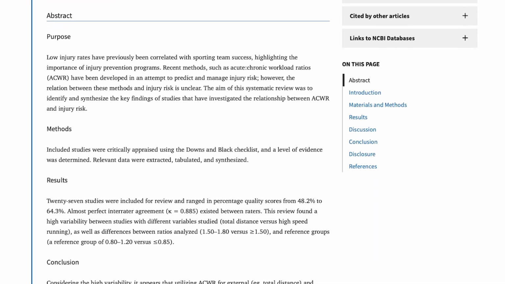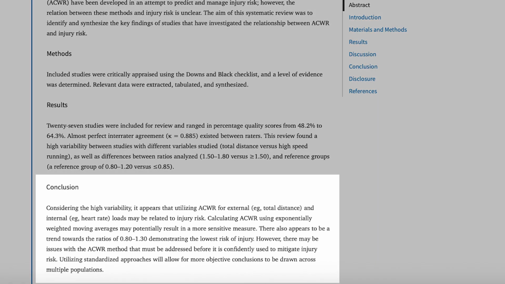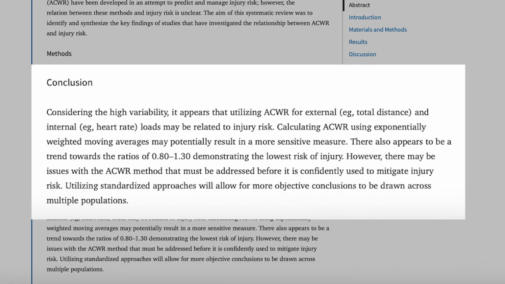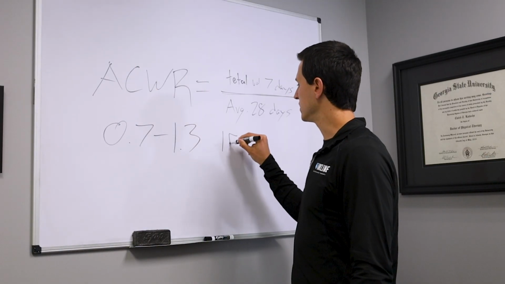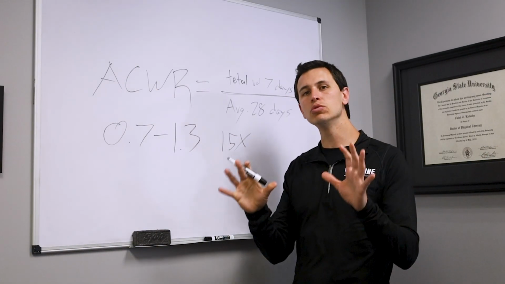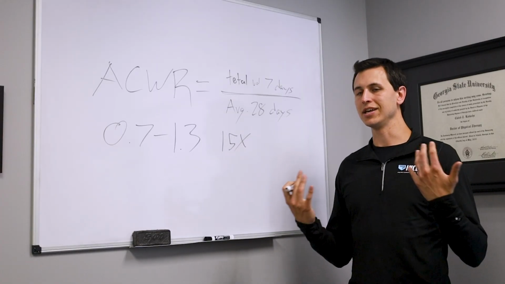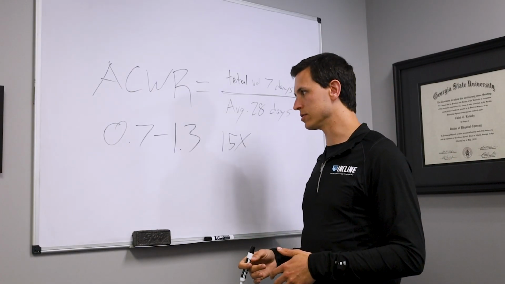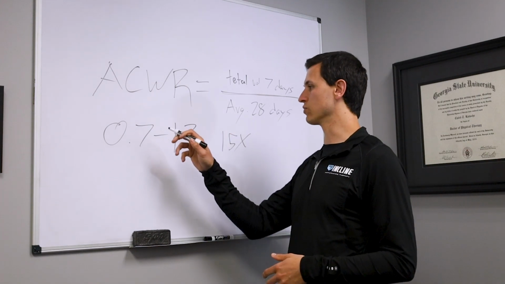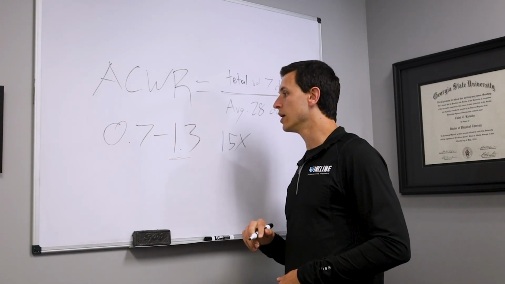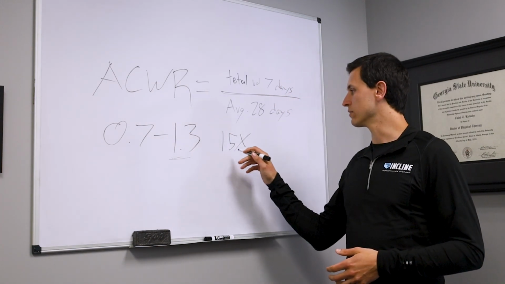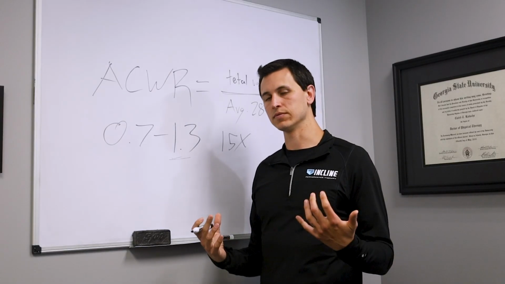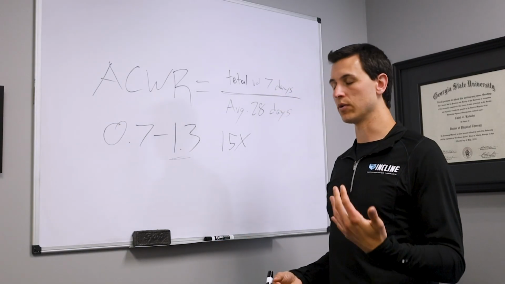he showed that if the acute to chronic workload ratio was within 0.7 to 1.3, this actually reduced the risk of injury by 15x, right? Which is a huge number in terms of injury reduction potential for these athletes. Now, if you get outside of this range, and most of the time people go above, then you increase the risk of injury by 15x over the course of a season. And we don't want to do that, right? We want to keep our guys healthy.